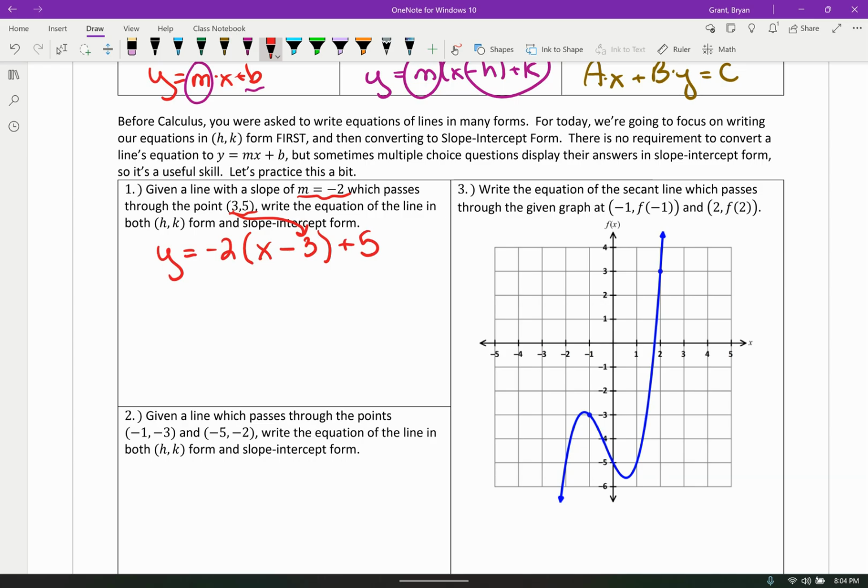Now, if you wanted to write this in slope-intercept form, you just distribute the slope, nothing terrible, and finish it off by combining like terms. And look, we've got something in slope-intercept form as well.